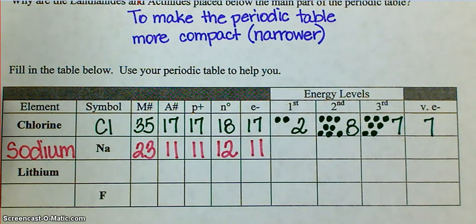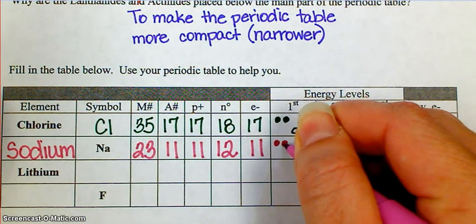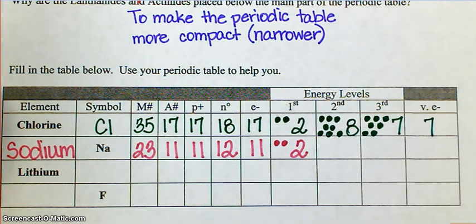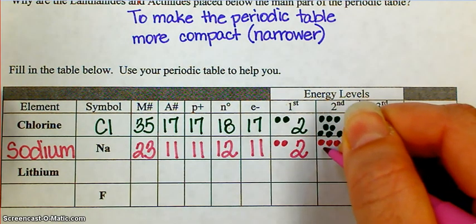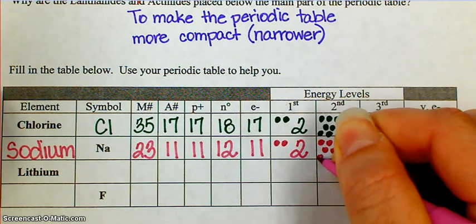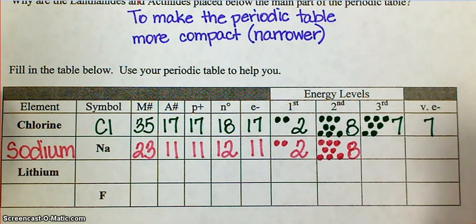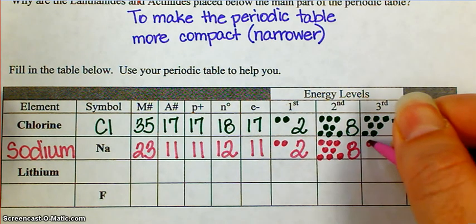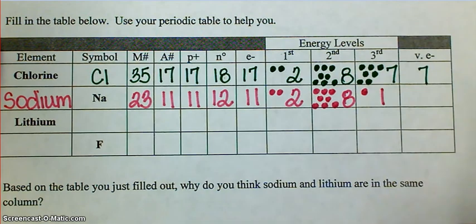And then I have to take those 11 electrons and place them in their energy levels. I can put 2 in the first energy level. I can put 8 in the second energy level. How many go in the third energy level? Just 1. How many valence electrons? Just 1.